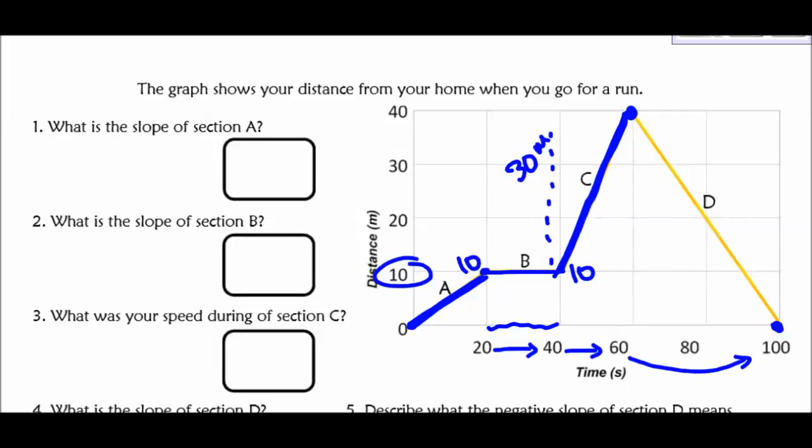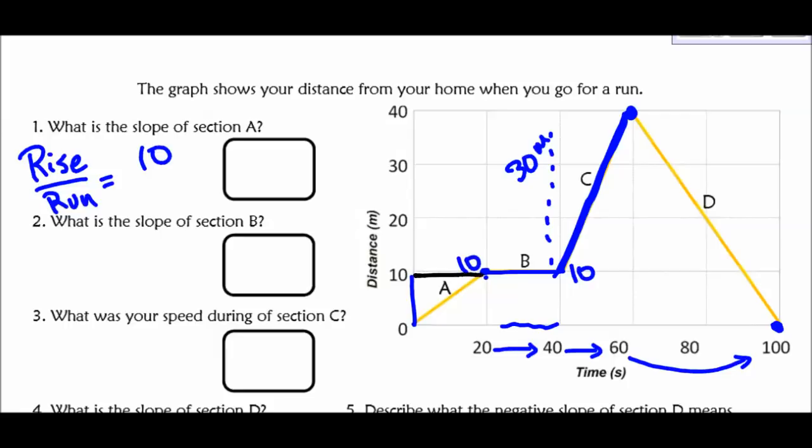Okay, so now we're going to find the slope of each of these. Remember, slope is the rise over the run. So on that first one, I'm going to erase some of this to make this a little bit cleaner. On the first one, the rise is 10, and the run is 20. So that's 10 over 20. The slope there is 1/2.